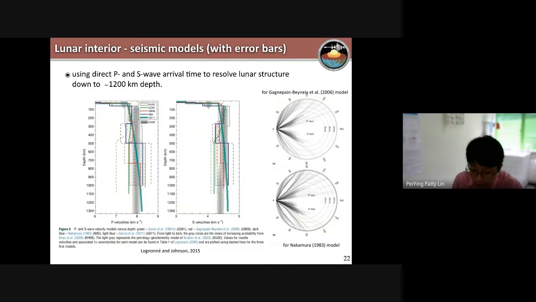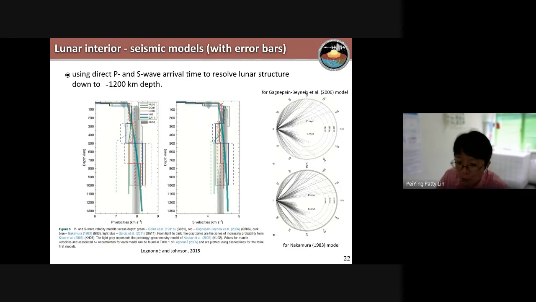So this slide is showing several studies. Several studies have used the direct P and S arrivals that I just showed you from Apollo data to infer the lunar seismic profiles down to about 1,200 kilometers depth. This is some model, this is P, and this is S. We look at 1D models, so we only care about the velocity variation as a function of depth.